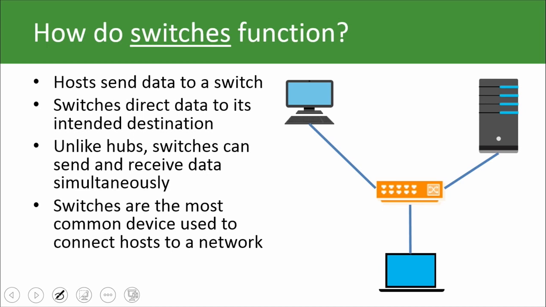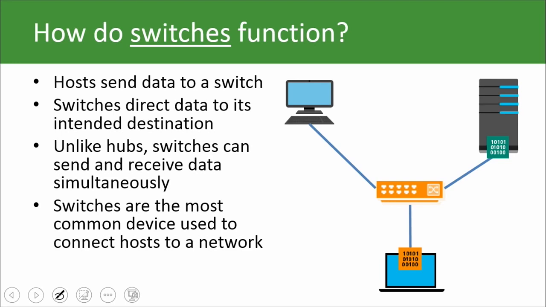We're able to correct this problem with devices called switches. Unlike hubs, switches send and receive data simultaneously, and they also send it directly to its intended destination. So take a look at this example here on the right. You've got data being sent simultaneously, not even necessarily between two different devices, but amongst different devices entirely, and they go specifically to their intended target.